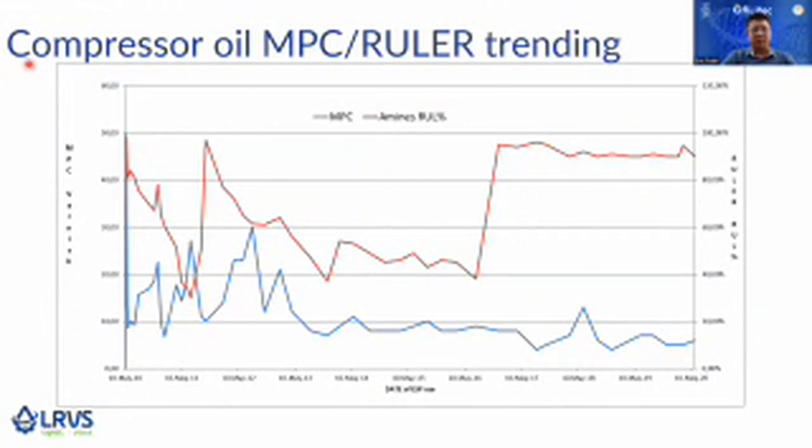So this is the compressor oil, MPC, and the RULER trending. You may see the blue line is representing MPC. As long as you keep your MPC in a very low range, your amine or your antioxidant additive will remain strong.